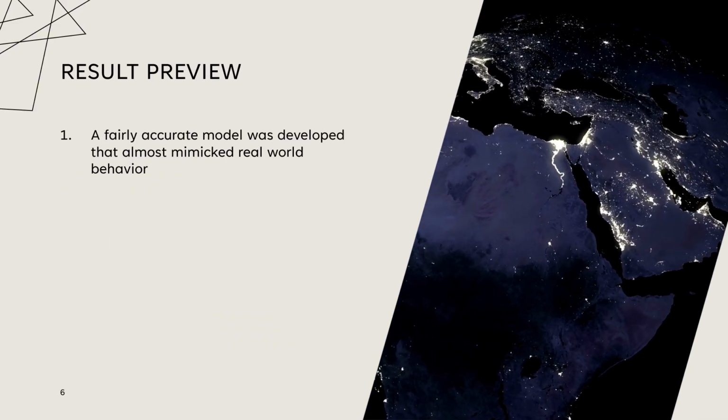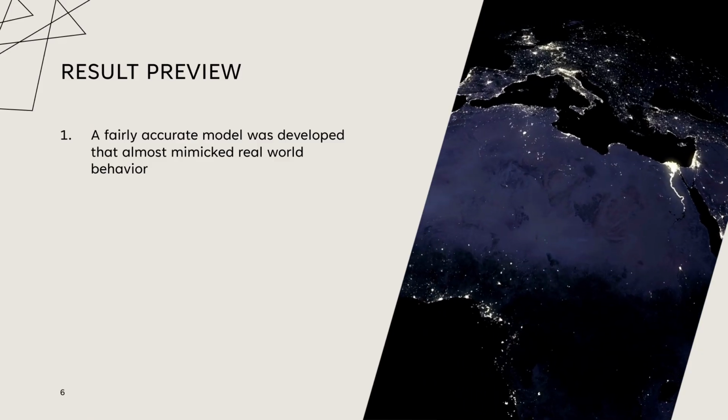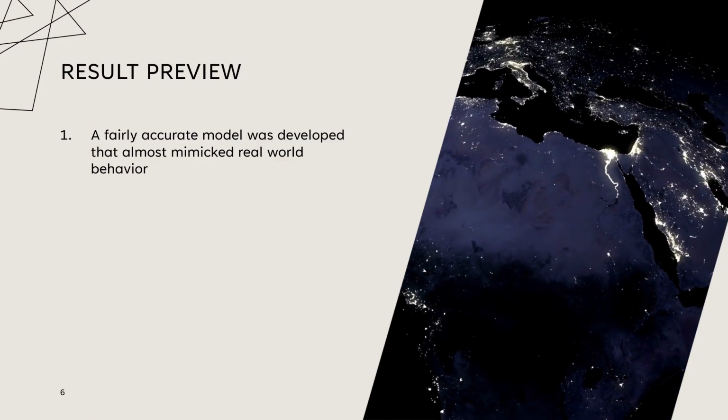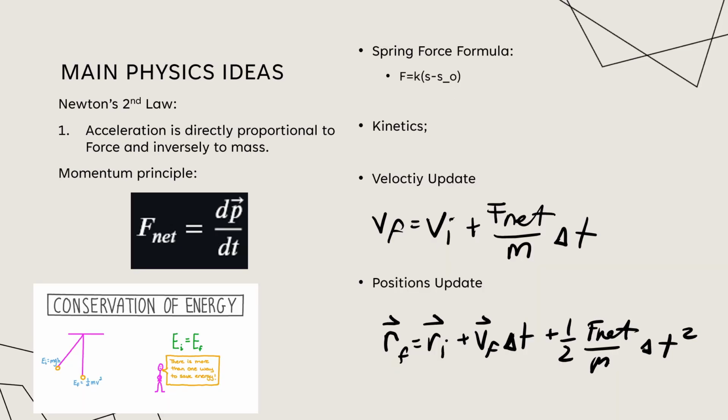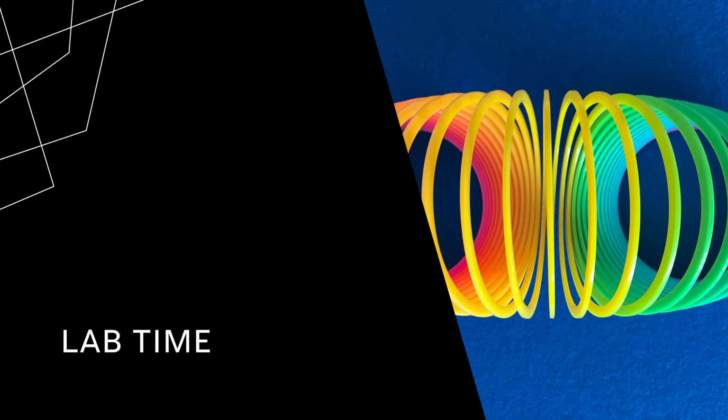Okay, so a quick preview of the results. They were fairly accurate, where the model developed almost completely mimicked real-world behavior. The main physics ideas here were in the second law, where acceleration is directly proportional to the force and inversely to the mass, momentum principle, conservation of energy, the spring force formula, kinetics, and most importantly, the velocity update and the position update formula. So let's start on the lab.